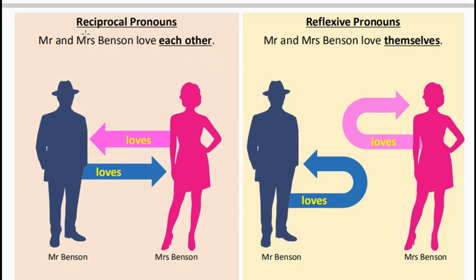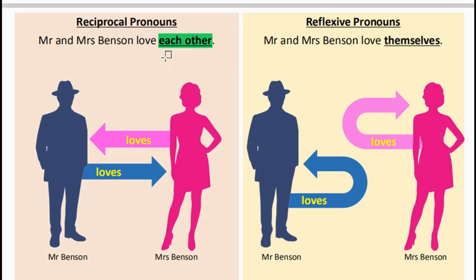Under the reciprocal pronouns, we have Mr. and Mrs. Benson love each other. Look at Mr. Benson. Arrow of love from Mr. Benson goes to Mrs. Benson. And the arrow of love from Mrs. Benson goes to Mr. Benson. So, Mr. Benson loves Mrs. Benson. Mrs. Benson loves Mr. Benson. Mr. Benson and Mrs. Benson love each other. They both reciprocate the action of love.